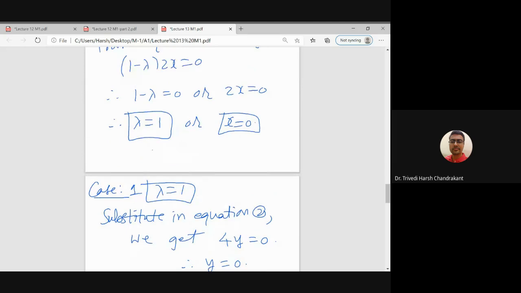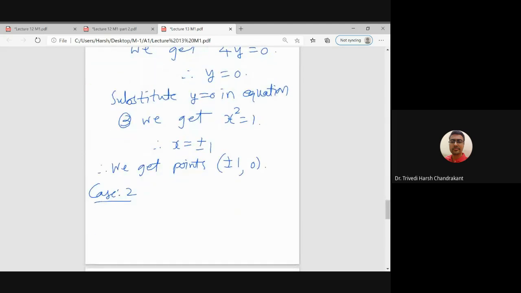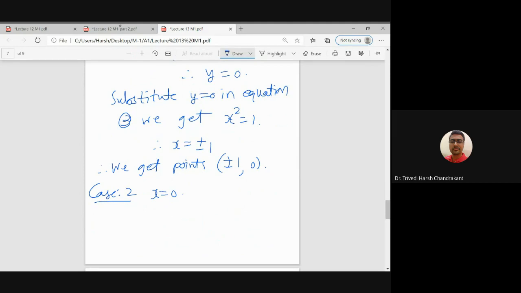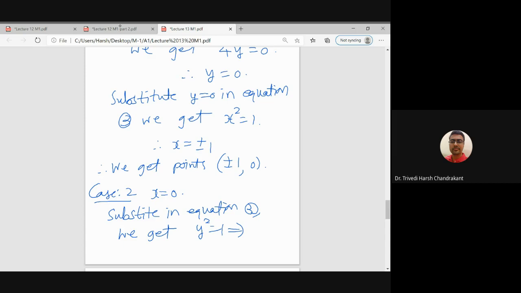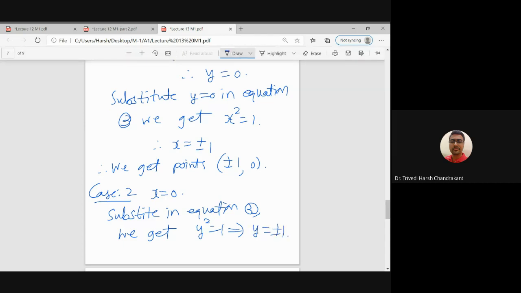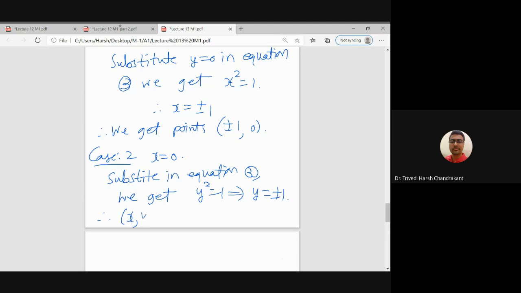In case 2, what is case 2? Case 2 is x equals 0. Here we don't need to find the value of lambda, because we want the points x and y. So directly we substitute in equation 3, that is the unit circle. We get y squared equals 1, that means y is plus or minus 1. So we get (x, y) where x is 0 and y is plus or minus 1.